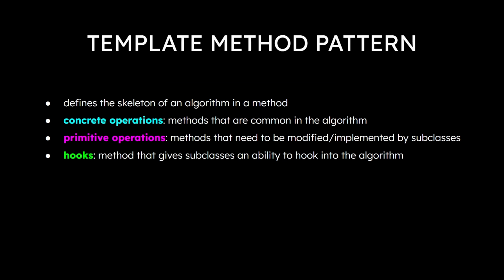So the template method pattern defines the skeleton of an algorithm in a method. The concrete operations are those which are common in the algorithm, and primitive operations are those which need to be modified by the subclasses. And lastly, the hooks are those methods which give the subclasses an ability to hook into the algorithm. That's all for this pattern.